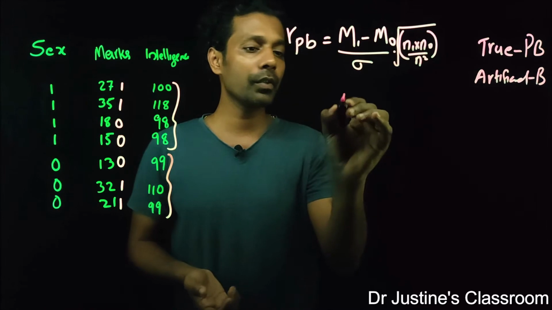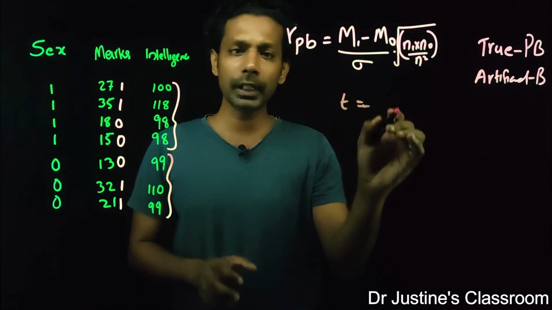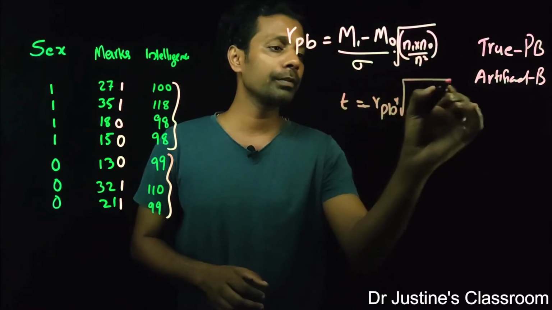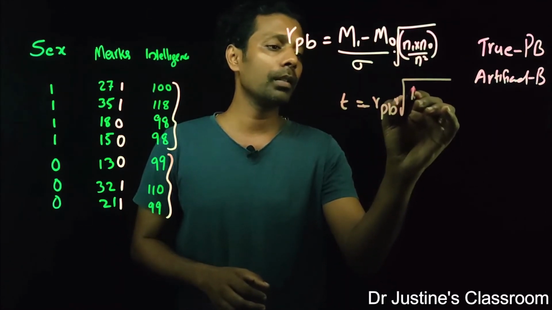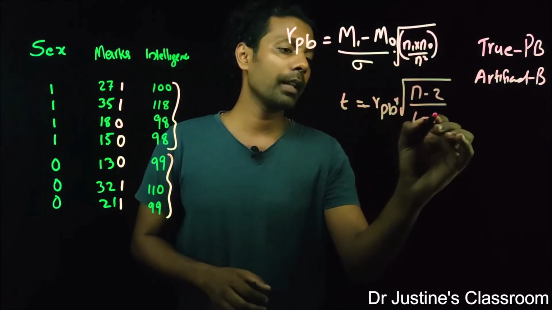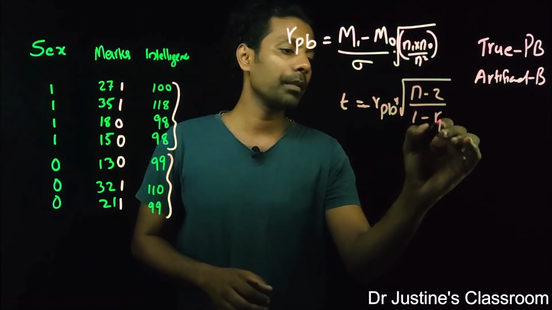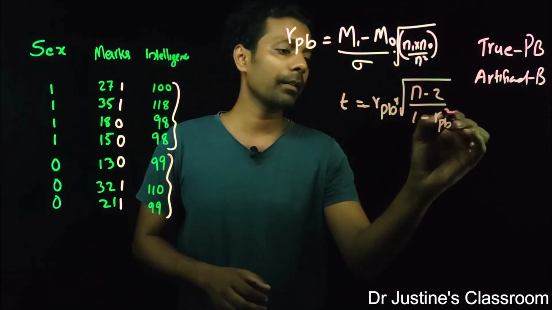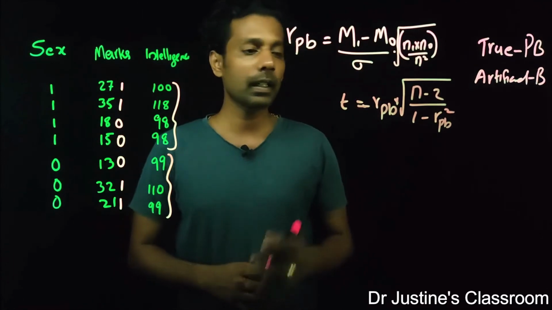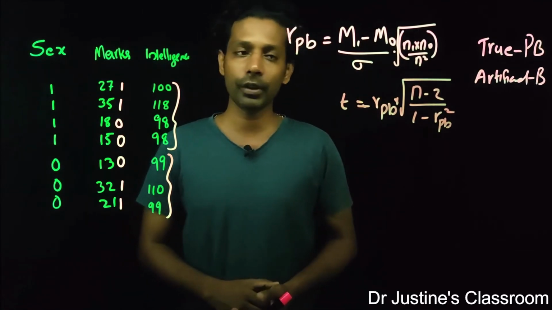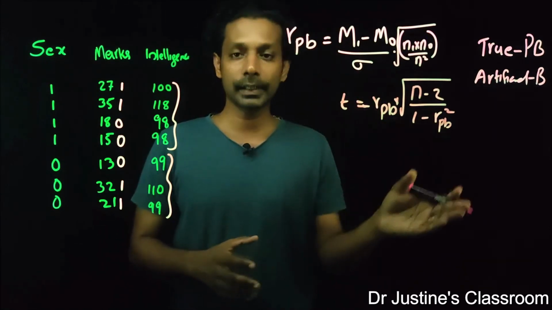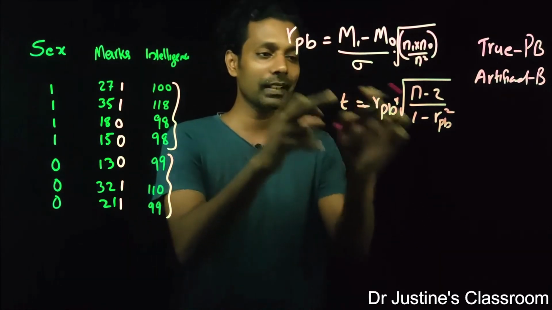So the t equation would be the usual t pattern: r_pb into the root of (n minus 2) divided by (1 minus r_pb squared). So the usual way we can test the significance of the Pearson r, the same strategy can be used in this context also. Ideally, this r_pb and the t-test, if you use a t-test, not this significance t-test.